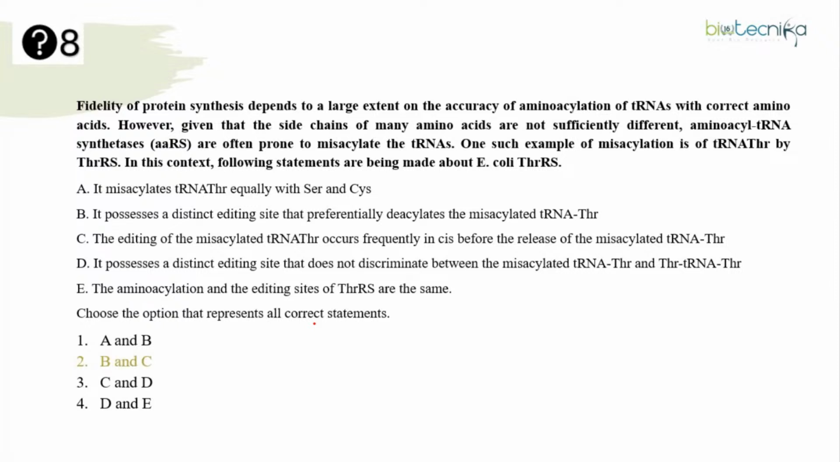So here the correct answer is statements B and C. It possesses a distinct editing site that preferentially deacylates misacylated tRNA threonine. And the editing of the misacylated tRNA threonine occurs frequently in cis, before the release of misacylated tRNA threonine. Clear? These two statements are correct.